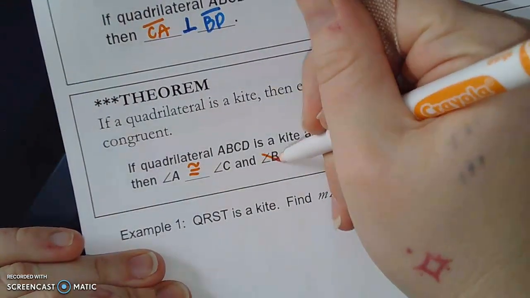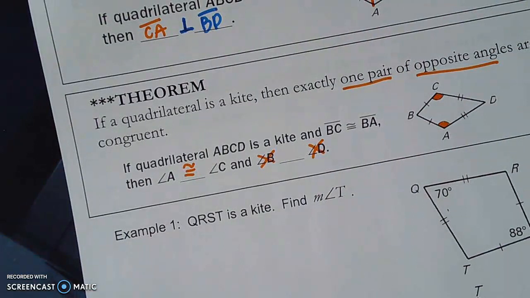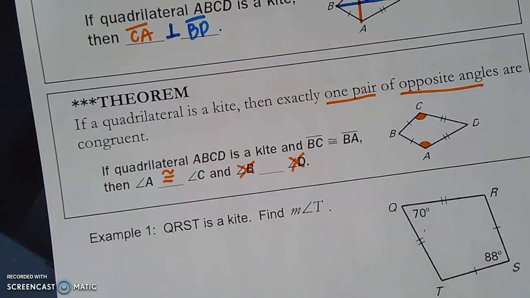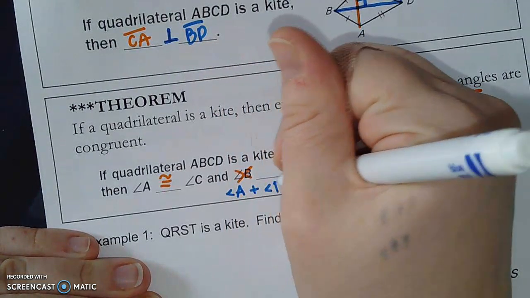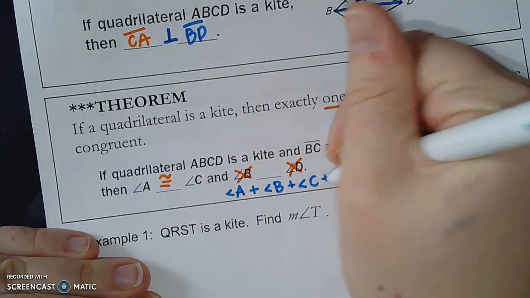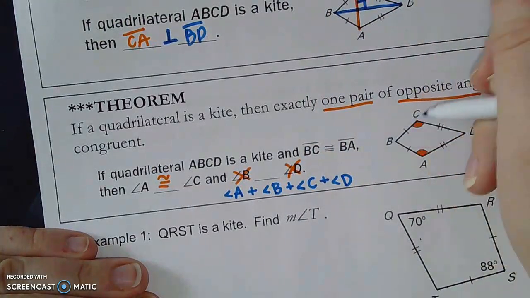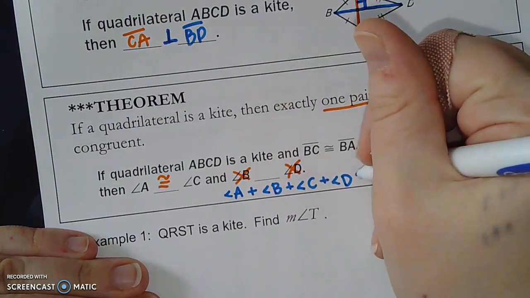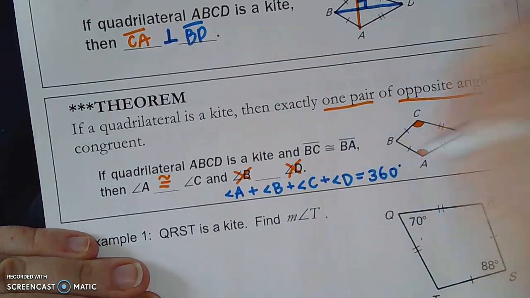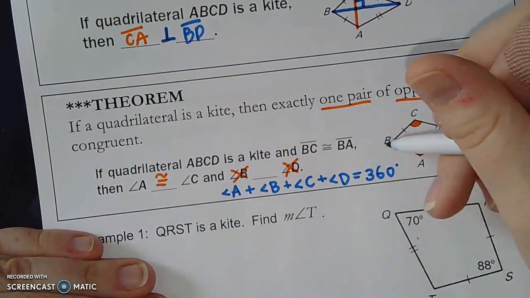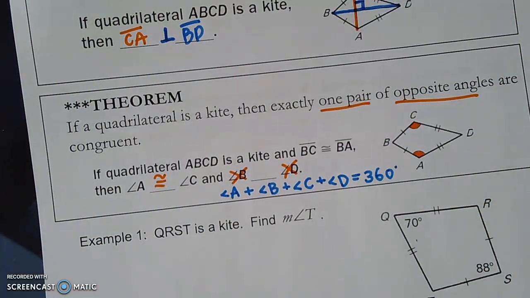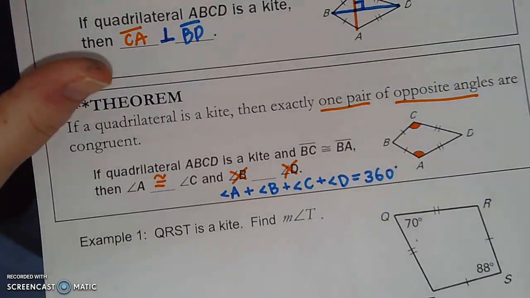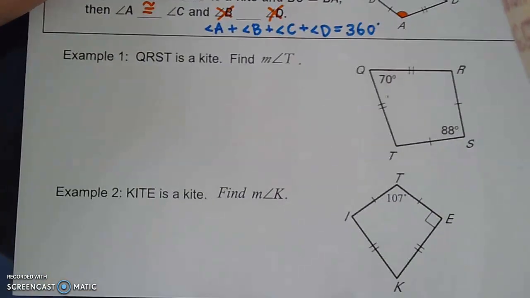So instead of this, I'm going to cross these ones out and write a different fact in. Now, this is true for all quadrilaterals, but especially for the kite. If I add up all four of the angles, A plus B plus C plus D, that is going to equal 360. So although I cannot say that B and D are congruent, what I do know is if I add up all four, it'll equal 360. And that's going to be helpful for us as we move forward. So let's move forward to our first examples.